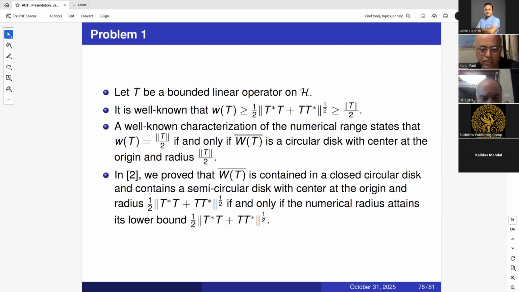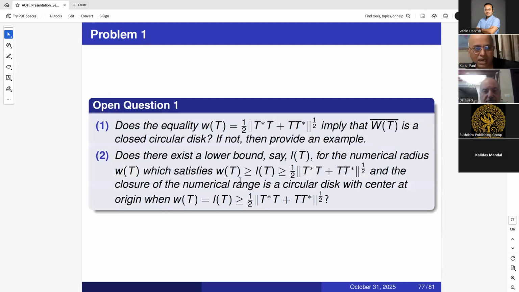We could prove that if it attains the bound half of the norm of T star T plus T T star to the power half, then the numerical range closure is contained in the unit circular disk, and it is more than a semicircular disk. It is more than a semicircular disk, but it is within a circular disk. So my question is now, does this equality imply that this is a closed circular disk? If not, then where is an example?